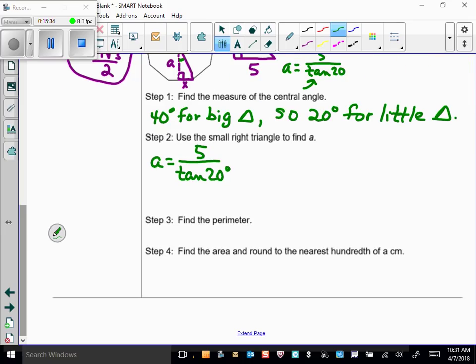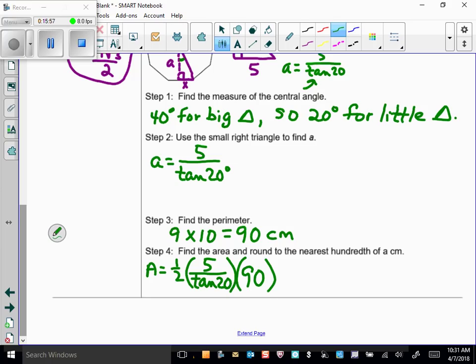Okay, we found the perimeter. We know that's nonagon, 9 times 10 centimeters equals 90 centimeters. So now what we're going to do is plug all this into our formula. A equals 1/2 A P. What did we decide? It's 5 divided by tan 20. Do not put a rounded off decimal in there. Times 90. So let's go to our calculator and do that.